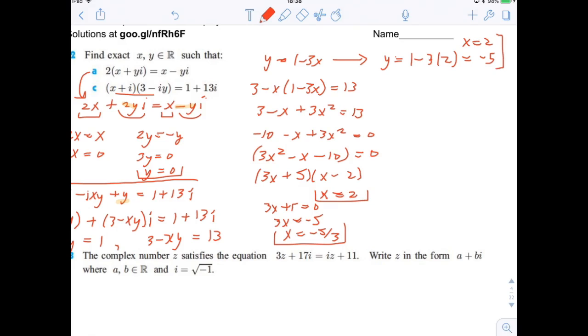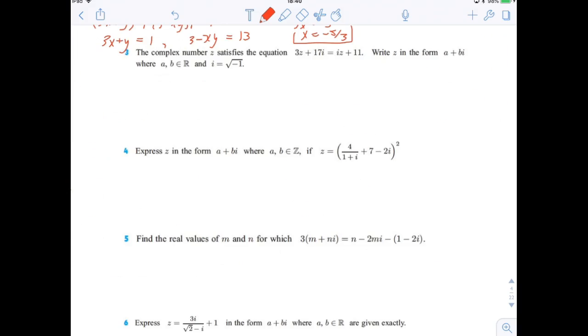What about x equals negative 5/3? So that would be y equals 1 minus 3 times negative 5/3. And that would be equal to 1 plus 5, which is 6. And so that's y equals 6 is paired with x equals negative 5/3.